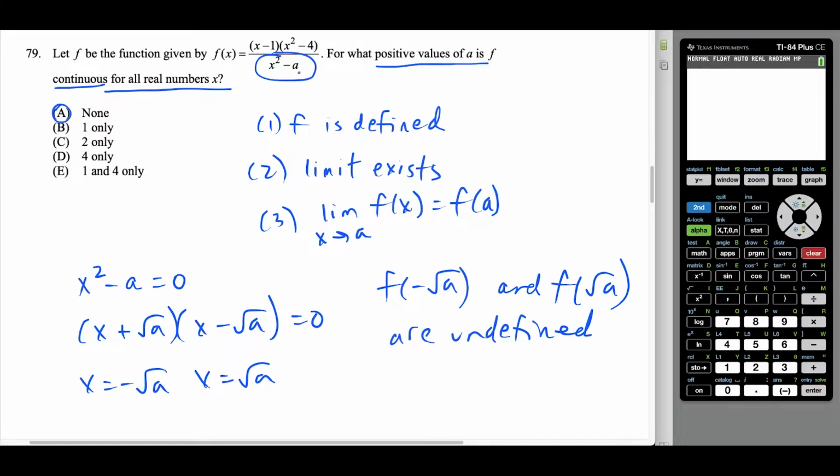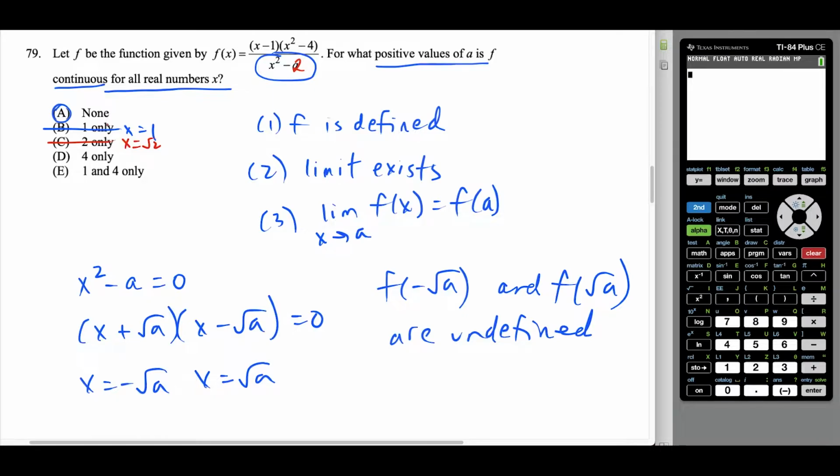And if you want to be really sure, let's say you plug in x equals 1. I'm sorry, a equals 1. When a is equal to 1, you could see that x equals 1 would make our function undefined. So that's why B is out. If we plug in a equal to 2, then if x is equal to square root 2, our function f of x is undefined. So that's why C is out.